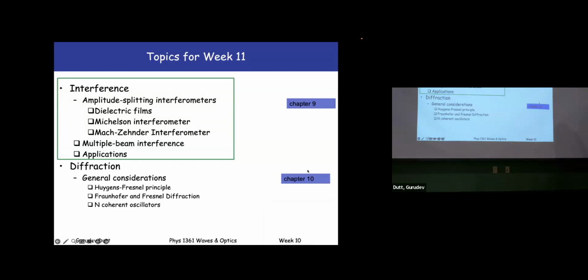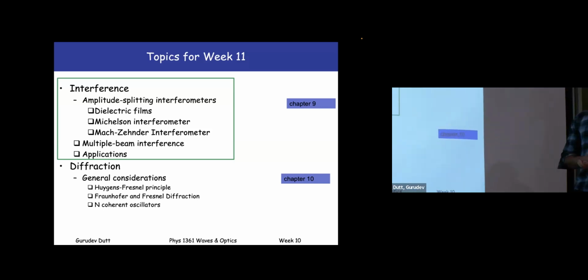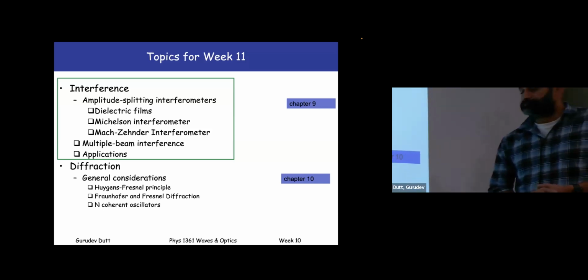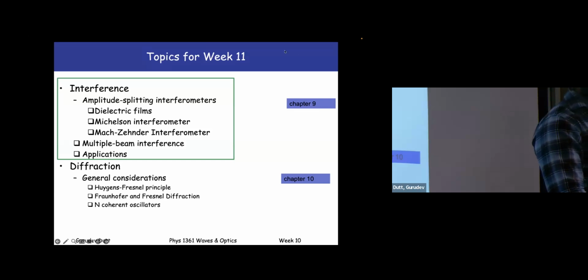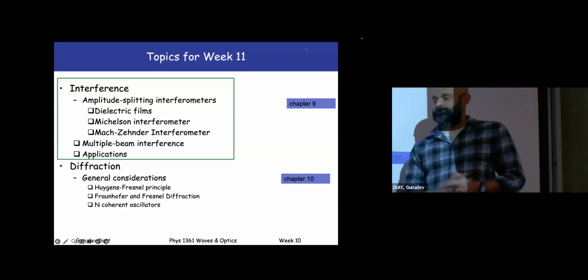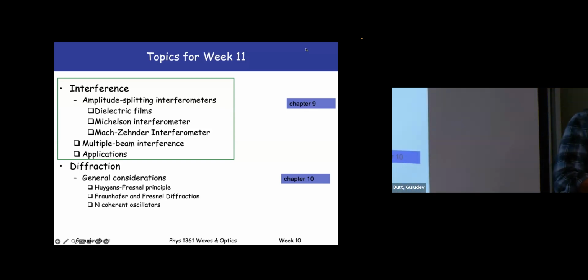Okay, so this week we are going to finish a discussion of interference. We will specifically talk about anti-reflection coatings, Michelson interferometer, Mach-Zehnder, a couple other interferometers, and then some applications, including multiple beam interference. I doubt we'll have time today, but I'm hoping we can get into at least the general considerations of diffraction, at least in the next lecture. Let's see how far we get today.